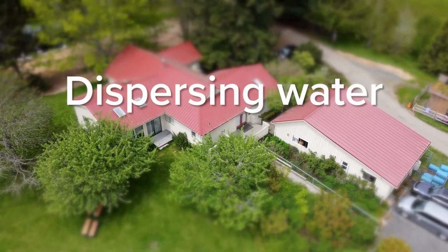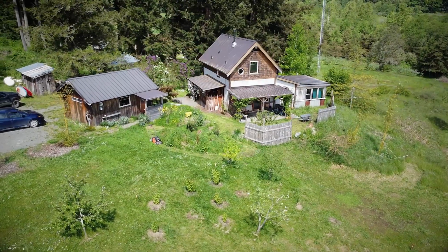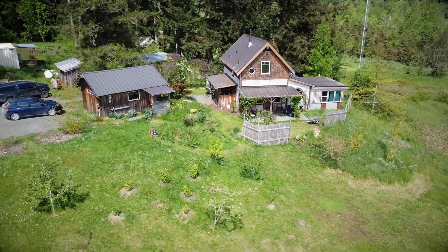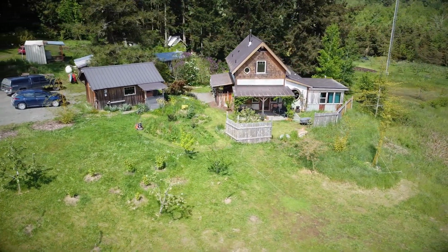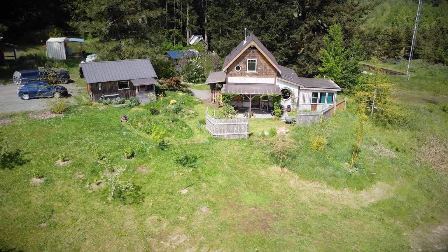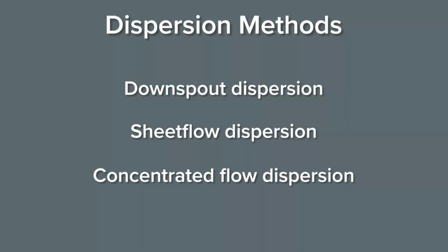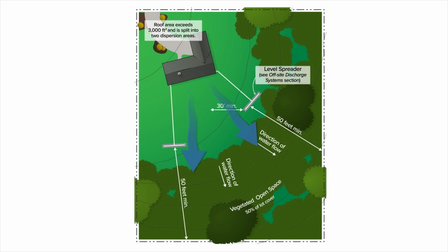Next, we're going to talk about dispersing water. If you have a large vegetated lot, you may want to explore surface dispersion systems to slow and process stormwater. Dispersion methods include downspout dispersion, sheet flow, and concentrated flow dispersion. In these systems, stormwater is forced to flow as a sheet, referred to as sheet flow, across the surface and dispersed by the vegetation and topography. The combination of spreading out the flow and slowing it down enhances infiltration into the ground.